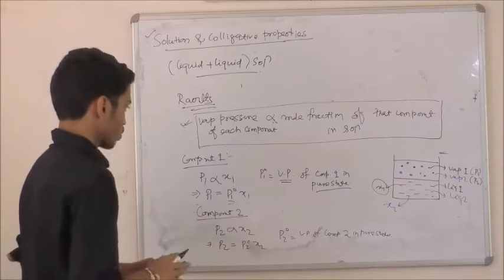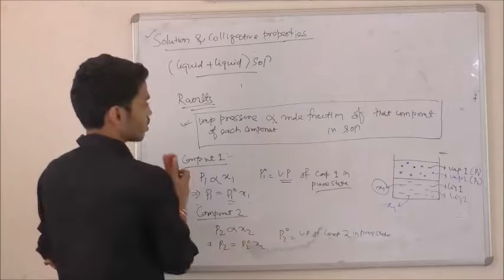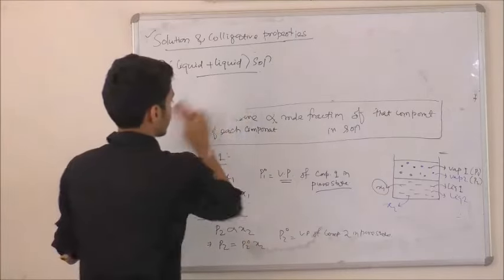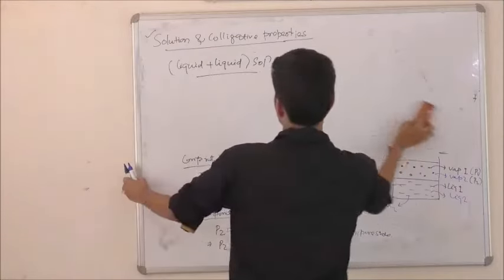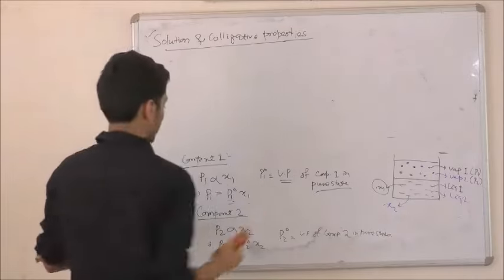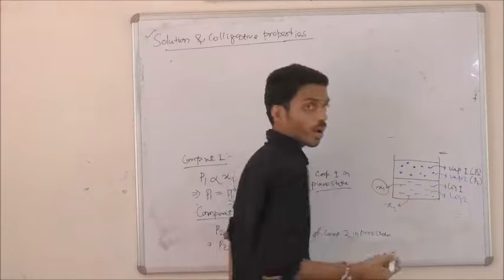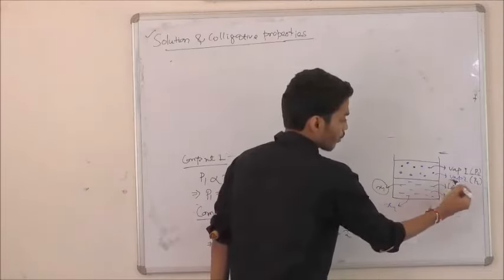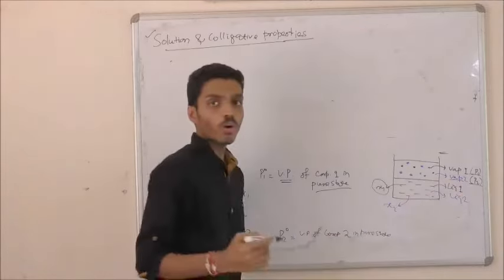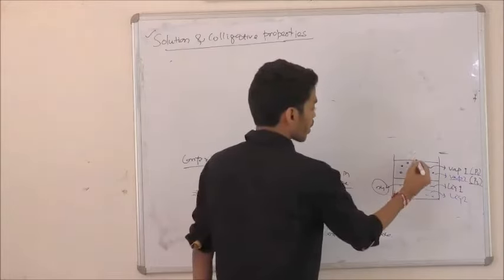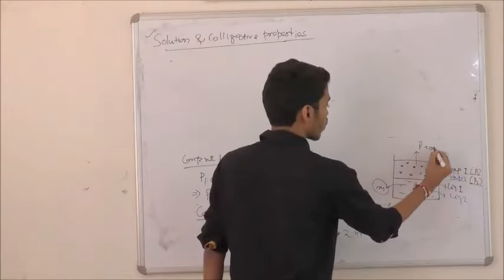Okay, so now see, this is P1 due to vapor 1, and this is for vapor 2, the pressure is P2. Okay, so what is the total pressure? I have denoted it as P total.